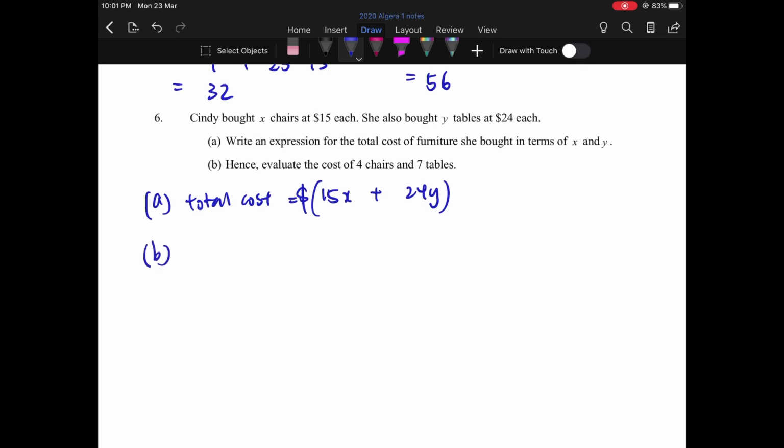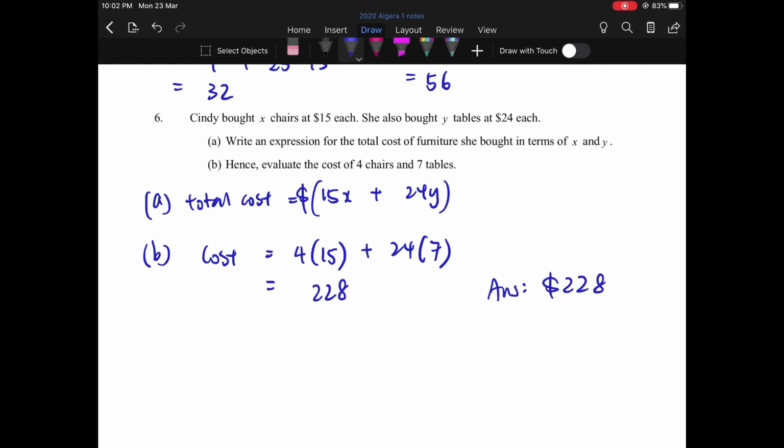For part B, now the cost of 4 chairs and 7 tables. So there are 4 chairs and there are 7 tables. So the cost will be 4 times 15, plus 24 times y, and y is 7. So you should be getting $228.